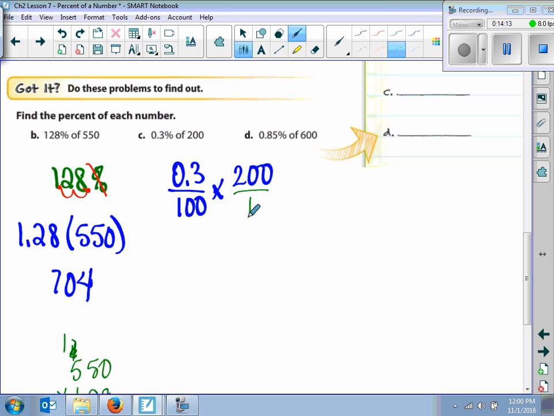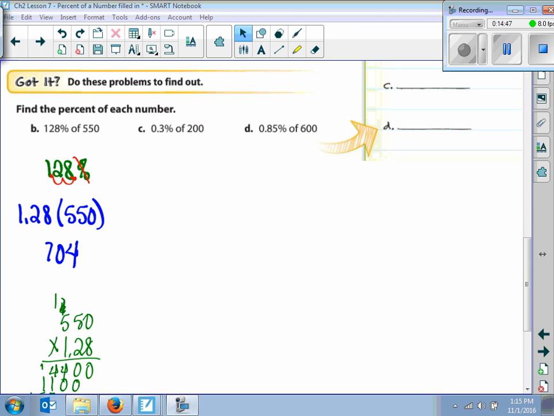Okay. So, now, you can put this over 1. And then we can multiply straight across, right? But before we multiply, we can simplify. So 100 divided by 100 is 1. 200 divided by 100 is 2. And when I multiply straight across, what is 0.3 times 2? 0.6 over 1, which is just 0.6.